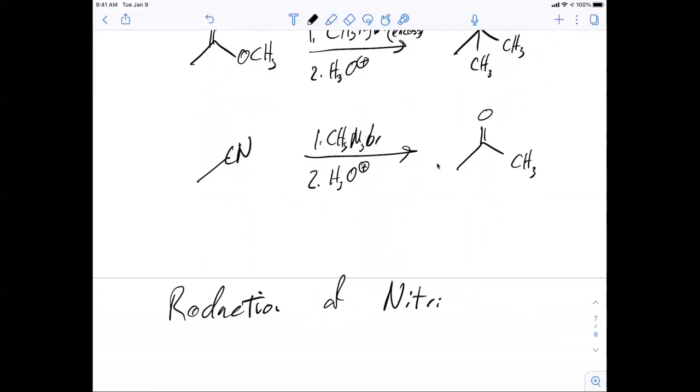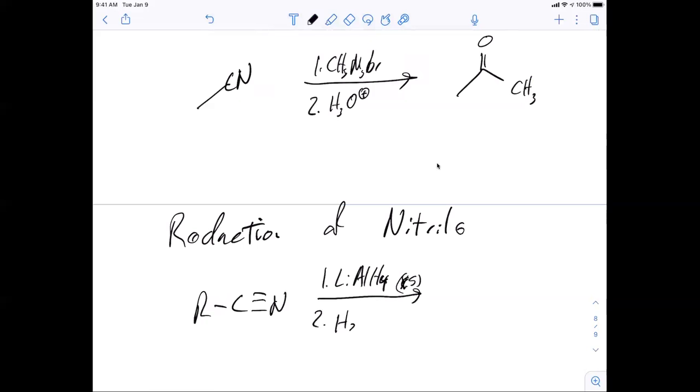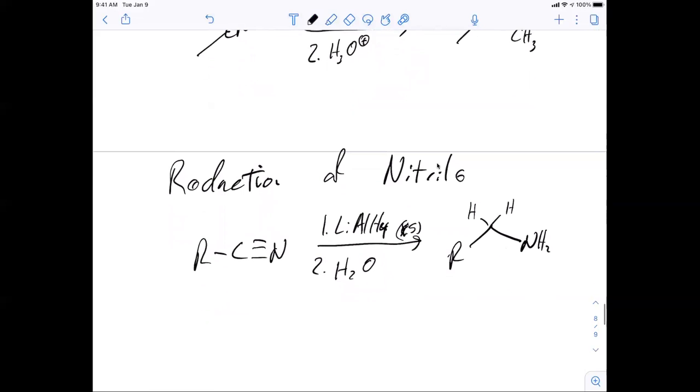Reduction of nitriles is like the reduction of the amides. We end up with the amines. Similar process.